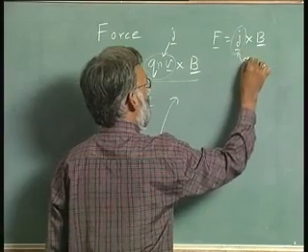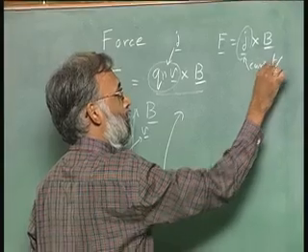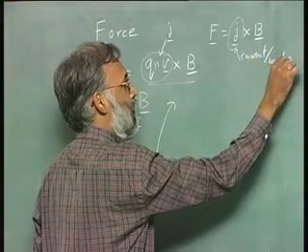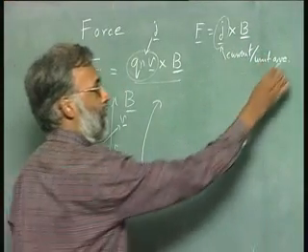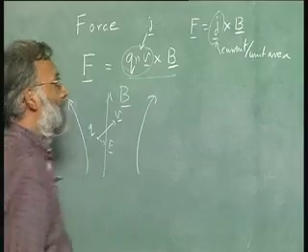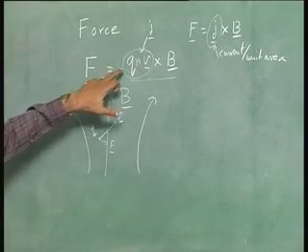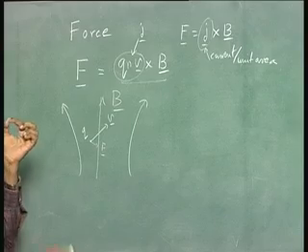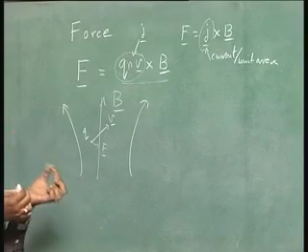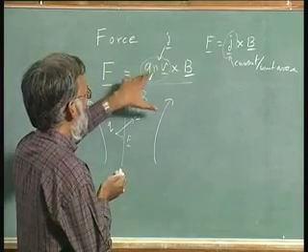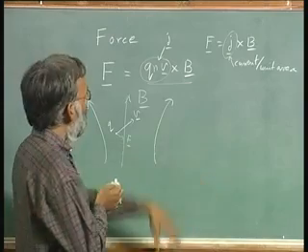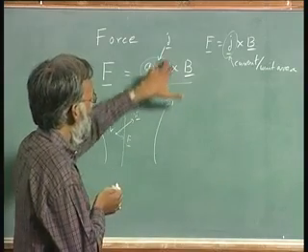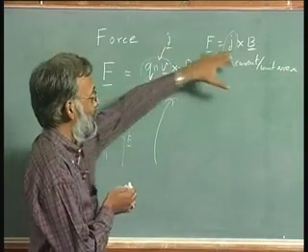This is current per unit area, and this comes just from the fact that qv cross B is the force on one charge. If I have n charges, it will be n times qv cross B, but nqv is nothing but current density, so you get J cross B.